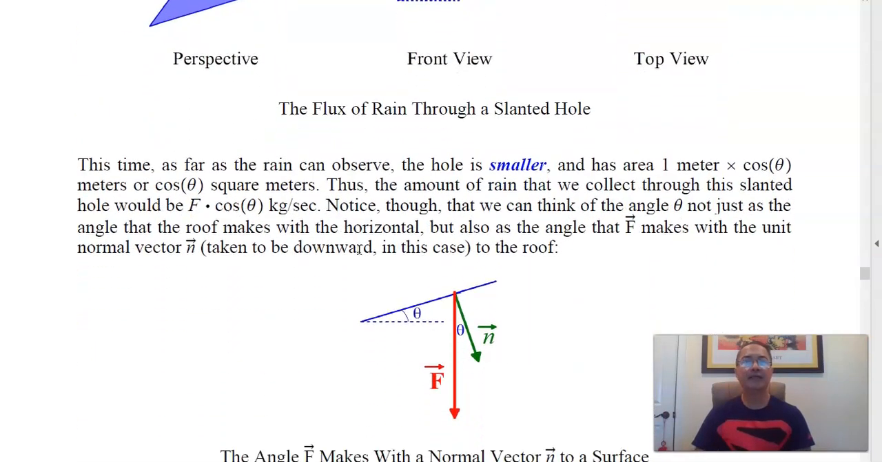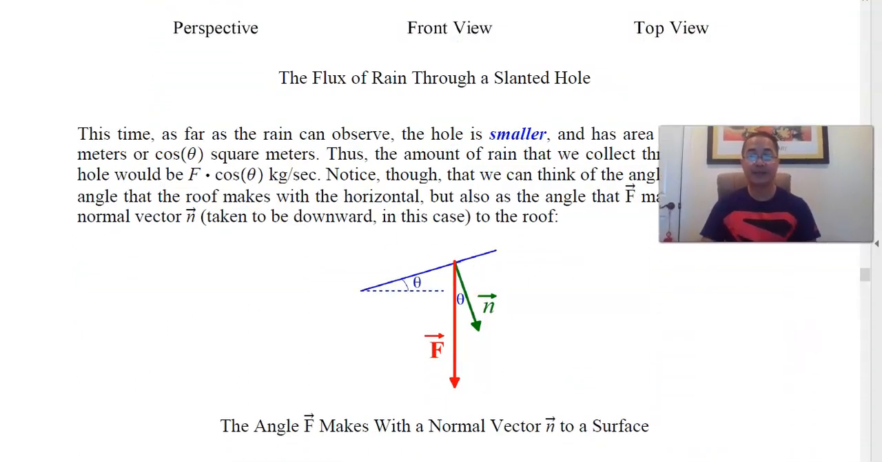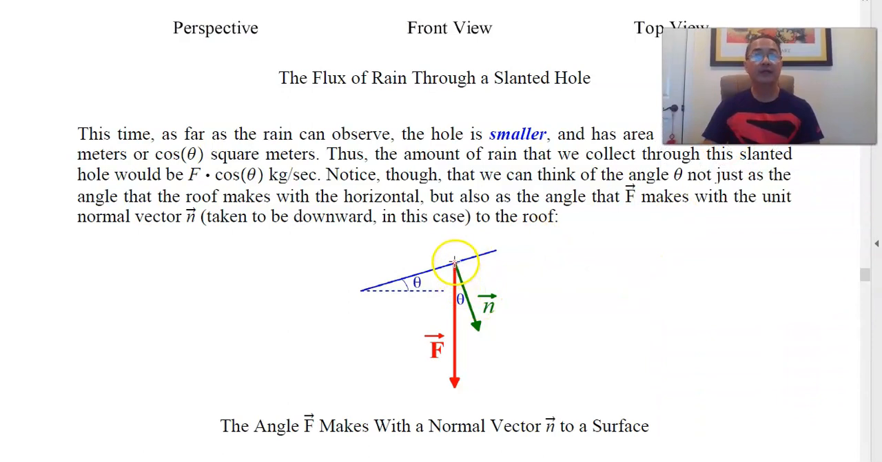Okay, but now here's another way to look at the same situation. The rain is falling down vertically. This hole, when you look at it through the side, through its edge, is making an angle of theta with the horizontal. So what do we have here? Since F is vertical, that's a right triangle.